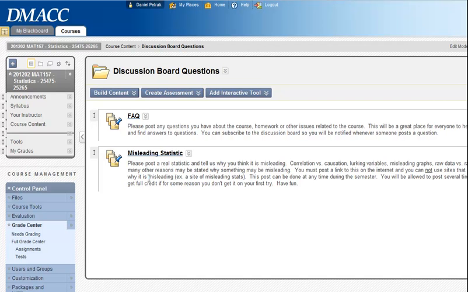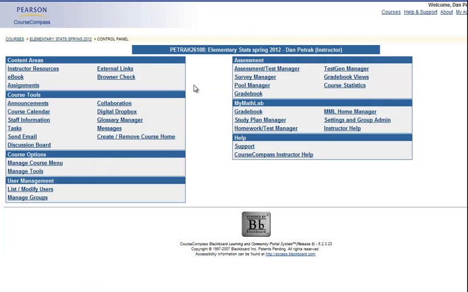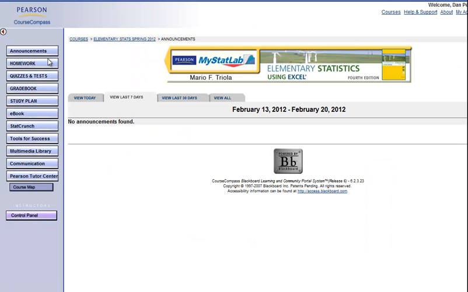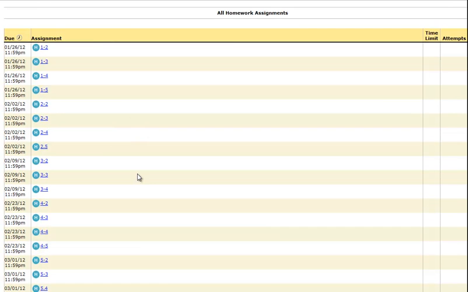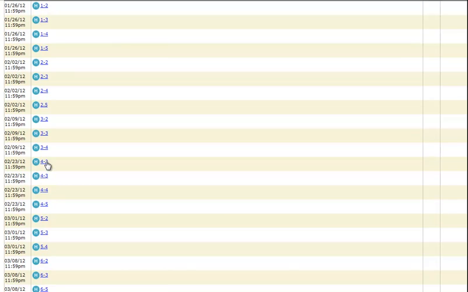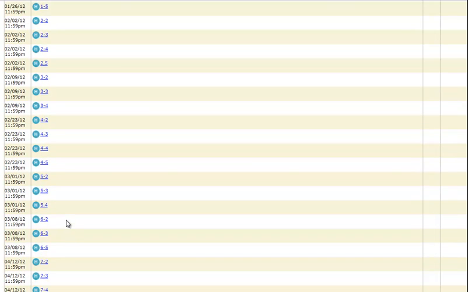Also, be sure to do your homework on Course Compass. The Chapter 4 homework is going to be due this Thursday at midnight, February 23rd, 11:59 p.m. And then the Chapter 5 homework will be due the next Thursday, March 1st. Some people had asked me if we were missing any sections. We're only doing sections 2, 3, 4, and 5 out of Chapter 4, and sections 2, 3, and 4 out of Chapter 5. That's all we need to cover.